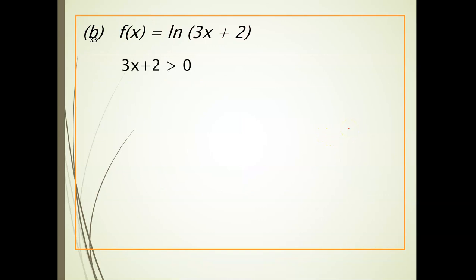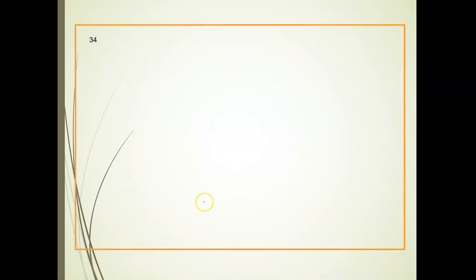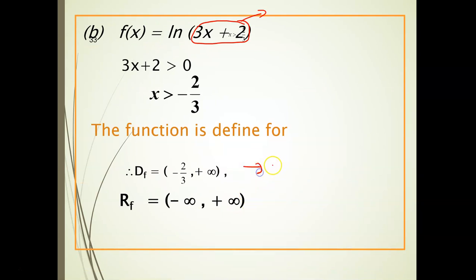So f(x) equals ln(3x + 2). For the domain of ln, you have to remember that the inside is always greater than 0. So x is greater than negative 2 over 3, definitely it will not touch x equals negative 2 over 3. So the function is defined for domain negative 2 over 3 to positive infinity, range will be negative infinity to positive infinity. And this is also the range of f inverse, and this is also the domain of f inverse. So it's the same.